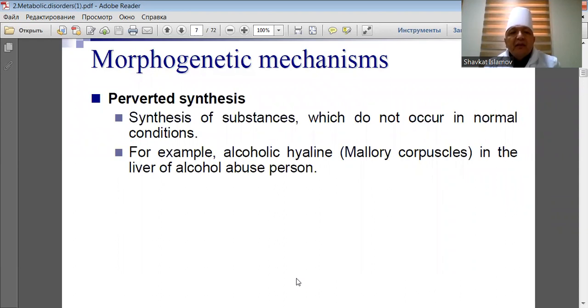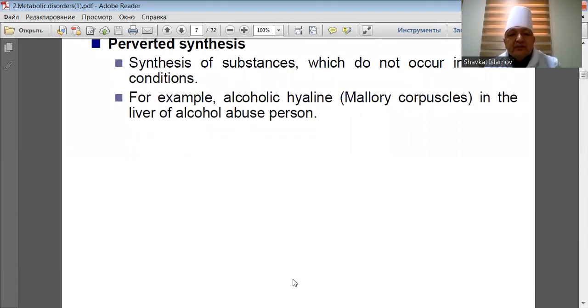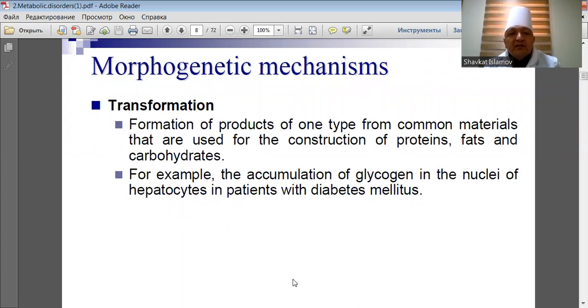Morphogenetic mechanisms. Perverted synthesis: synthesis of substances which do not normally occur. For example, alcoholic hyalin, Mallory bodies in the liver of an alcohol abuser. Transformation: formation of products of one type from common precursors that are used for the construction of proteins, lipids, and carbohydrates. For example, the accumulation of glycogen in the nuclei of hepatocytes in patients with diabetes mellitus.